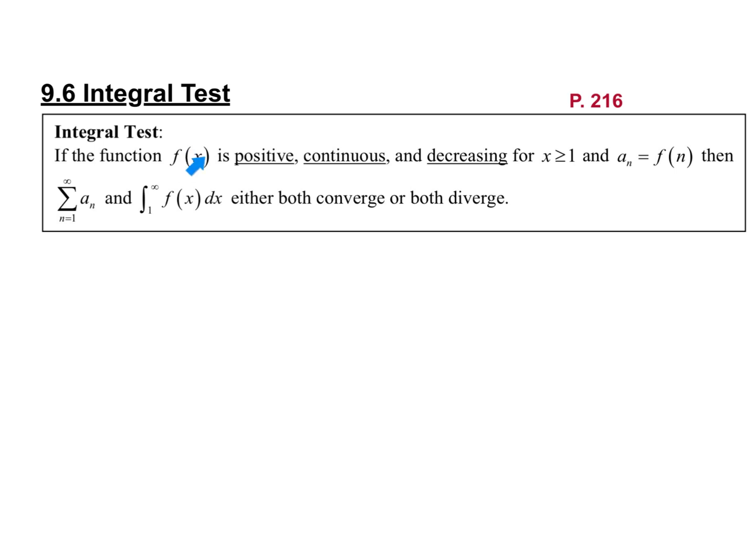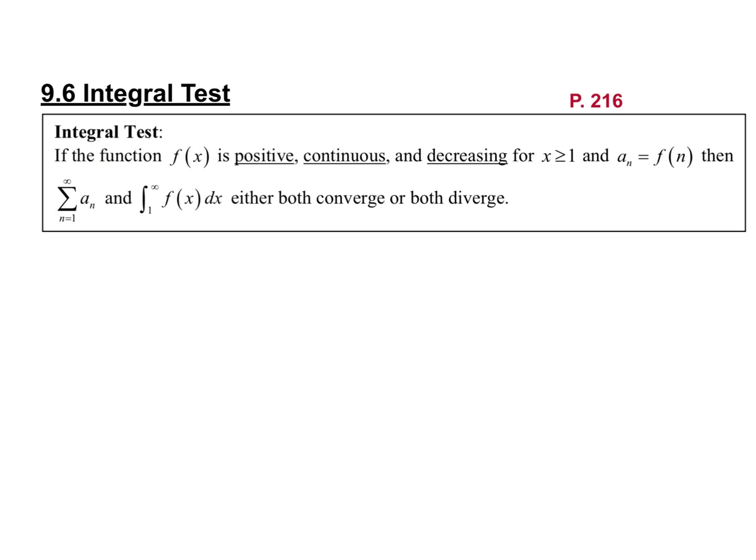The function has to be positive, it has to be continuous, and it has to be decreasing for all values x greater than or equal to 1. You're going to want to state this before you use the actual test. It's not necessarily something where you have to demonstrate it, but you definitely need to check for it, because if these conditions don't exist, you can't use this test. You got to use a different test.